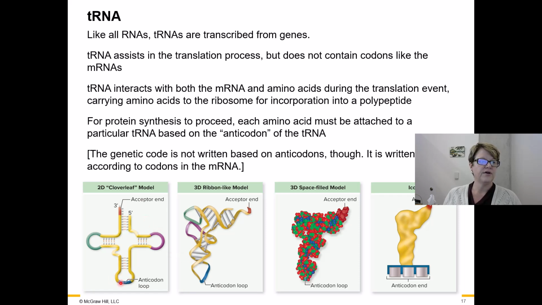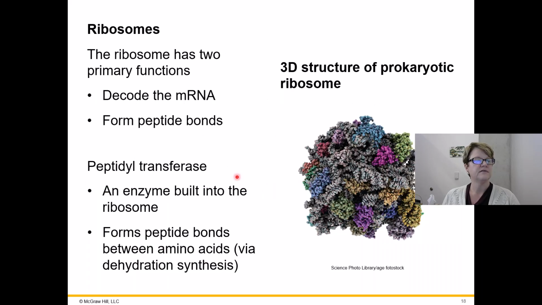So the anticodon is complementary to the codon in the mRNA. Each tRNA has a different anticodon and carries a different amino acid. All right, but the genetic code that I showed you is not written in anticodons. It's written in the codons that are in the mRNA. So the fact that you have these tRNAs involved in the process is not reflected in the genetic code. You just know it because you know how translation happens.